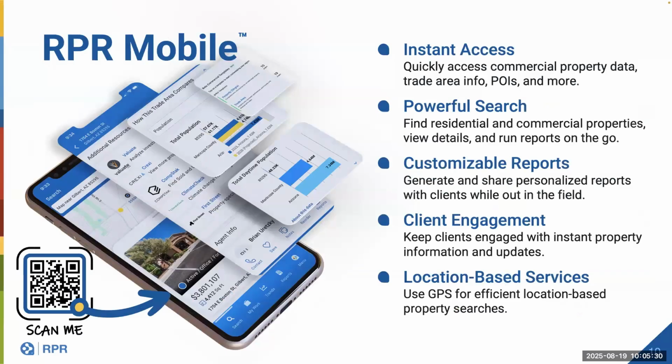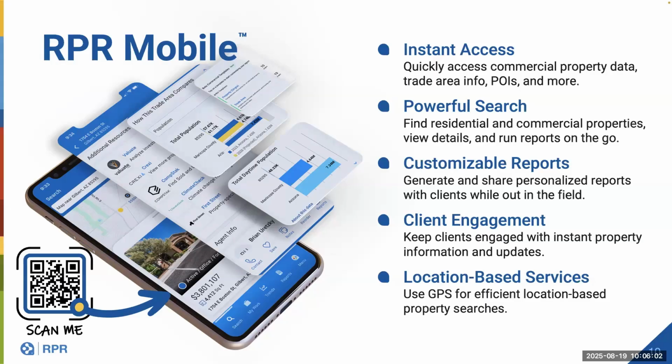Now, hopefully in today's presentation, I'll be able to share my mobile screen with you all, and you'll be able to go in and view the trade area data through RPR Mobile, use the AI tools within our mobile app where you have access to on and off market commercial information. You have access to customizable reports that you can share and text, and it's all based off of location-based services.